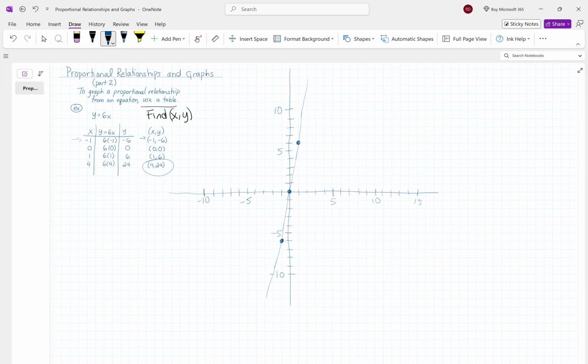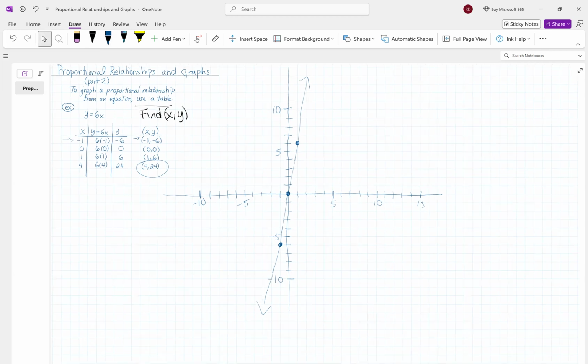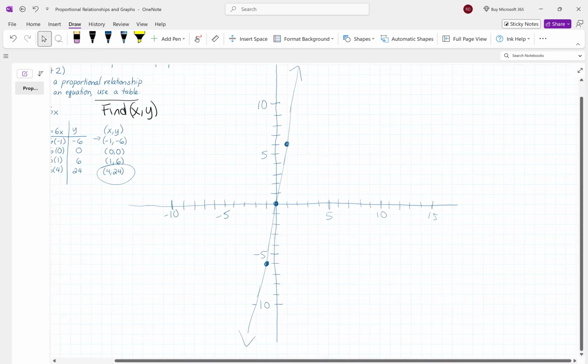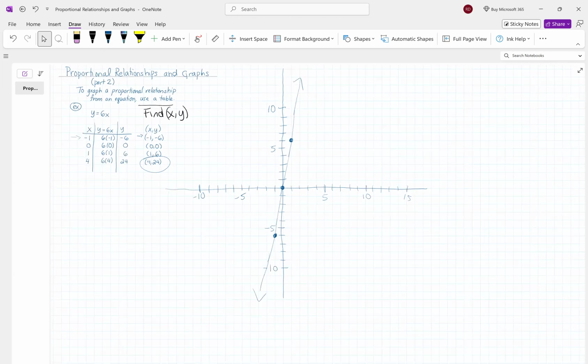And so what I want you to notice is it's a straight line. So all of your points should be on the same line. And if you are using the graph paper accurately, it will work out. And your line should go all the way to the edges of your graph. So that's an easy-ish example.